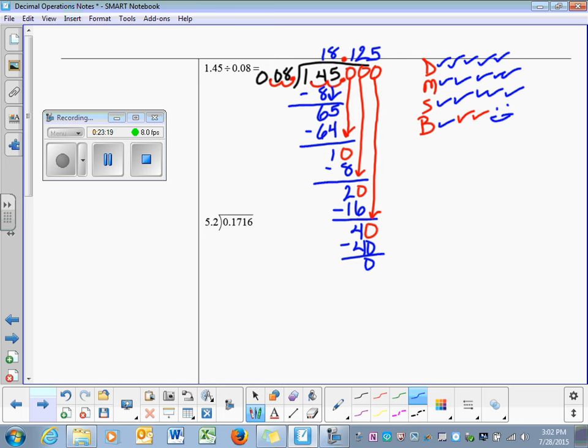All right, for our next one. 0.1716 divided by 5.2. Again, I need to move the decimal point, in this case just 1 place. I try to write in this tiny space here. Not very good at it.